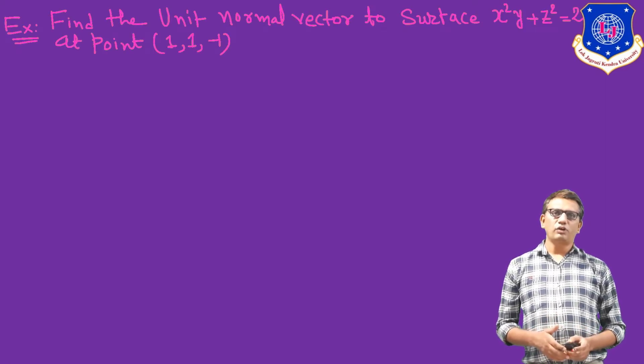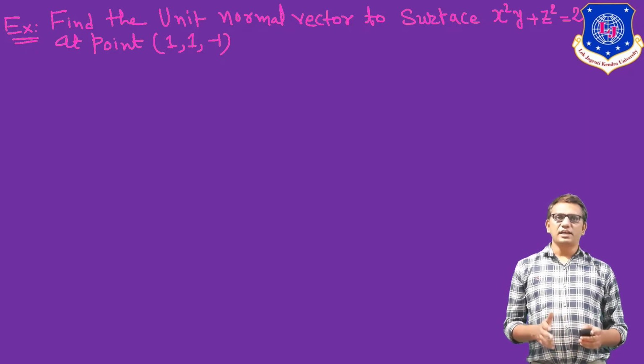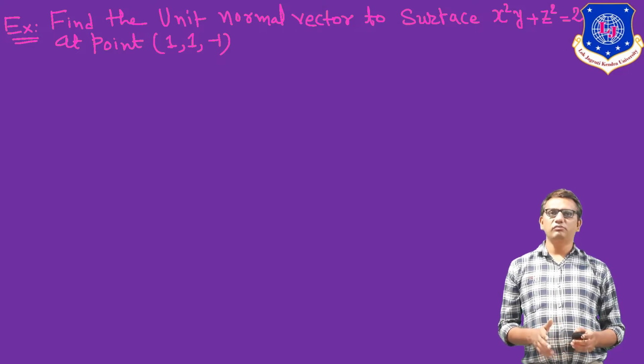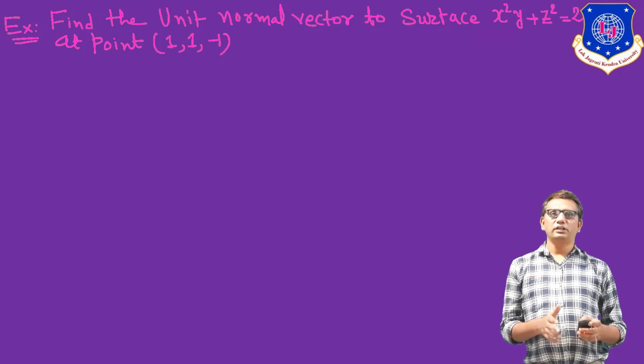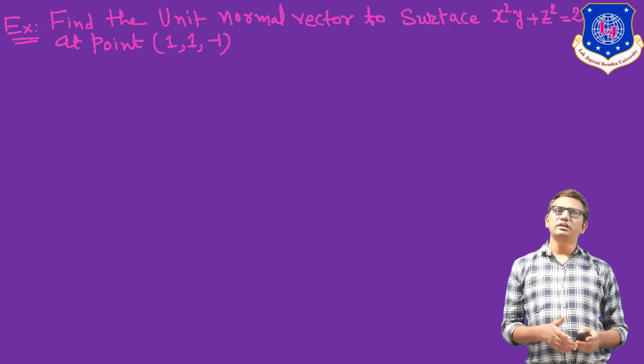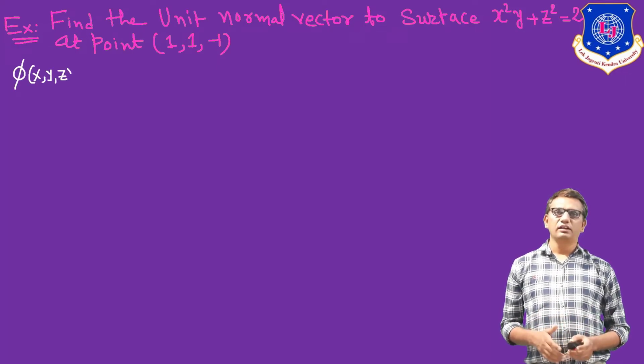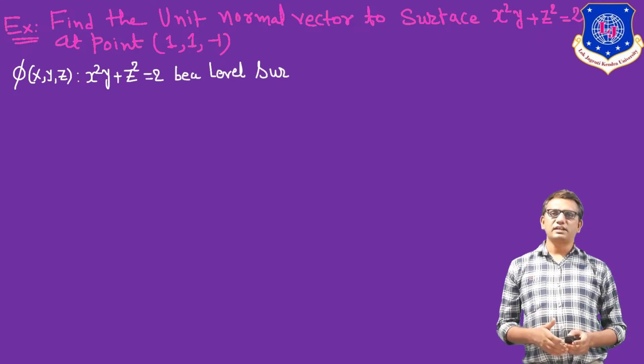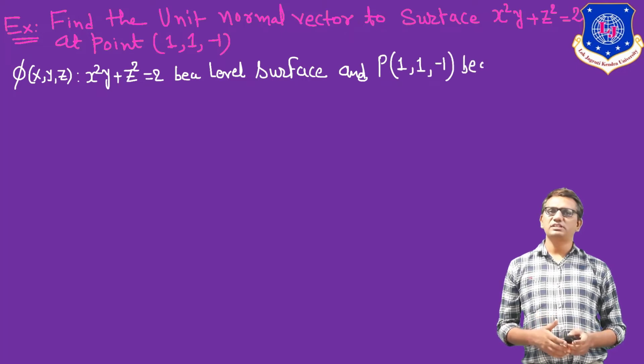Here we have to find the unit normal vector to the surface x square y plus z square equal to 2 at the particular point (1, 1, minus 1). If we put the values 1, 1 and minus 1 in this equation, we get the right hand side equal to 2. So this point is on the surface. Now we first take phi of x, y, z, which is x square y plus z square equal to 2, which is a level surface in R cube.